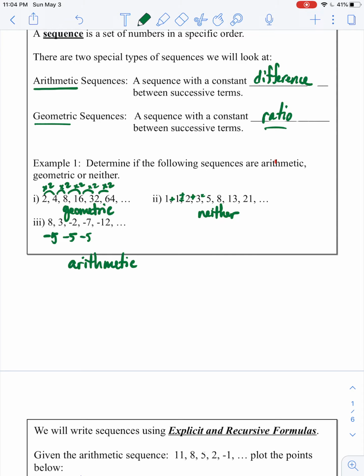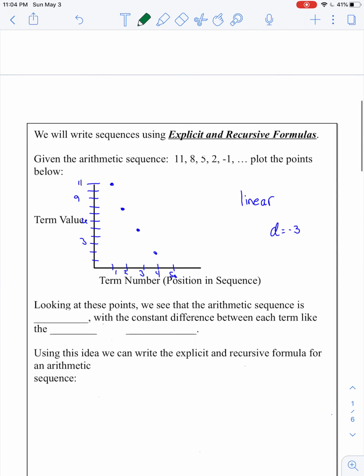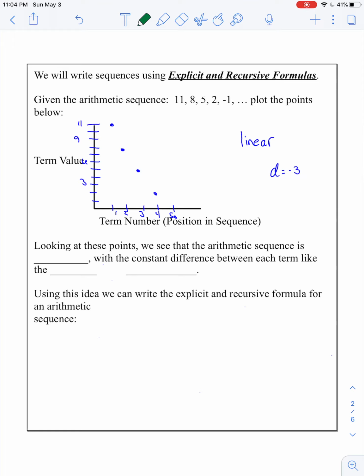So another thing to keep in mind then is that when we talk about writing formulas for sequences, there are two types of formulas that we can write. There are what are known as explicit formulas, and then there are what are known as recursive formulas. So we want to take a look at both of those. What is the difference between explicit and recursive? We'll see that here in just a minute.